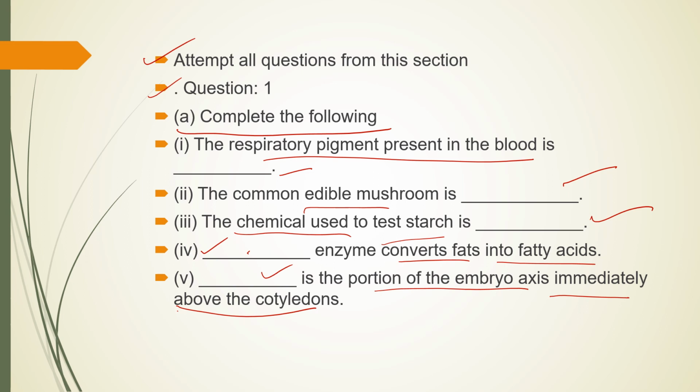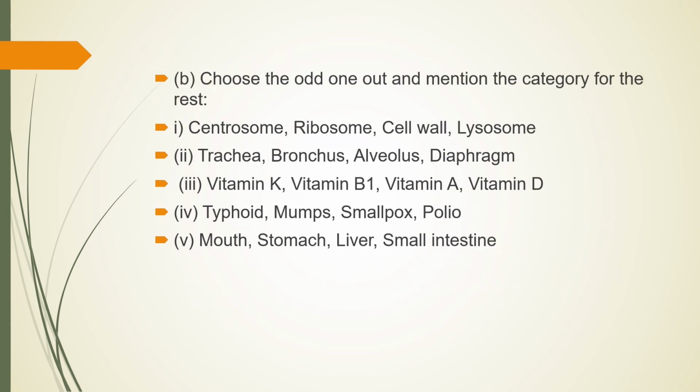Question B. Now here is choose the odd one out, and mention the category for the rest. Here 4 terms are given: centrosome, ribosome, cell wall and lysosome. Choose the odd one out. The second one is trachea, bronchus, alveolus and diaphragm. The third one is vitamin K, vitamin B1, vitamin A and vitamin D. You are supposed to choose the correct one, and you have to mention the category for the rest also. So why you are choosing the odd one out, and what is the category for the rest of the 3.